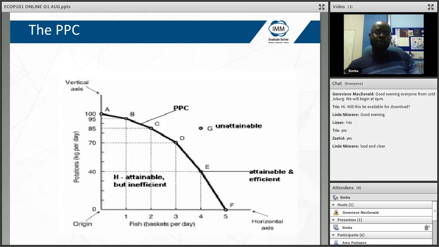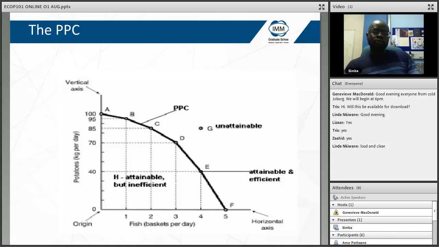We also have points that will be inside the PPC, right? A point like point H, it can be put anywhere as long as it is inside the PPC. That point shows us attainable points. That point will be attainable, but it is inefficient because we could do better with our resources by moving outwards towards the PPC. So it shows inefficiency as well as unemployment.